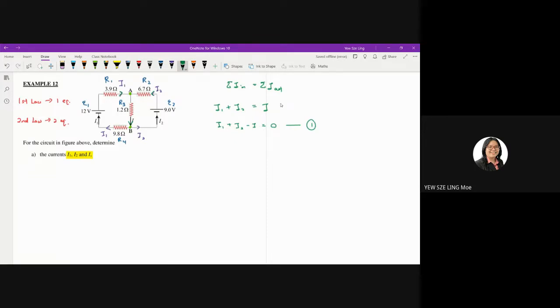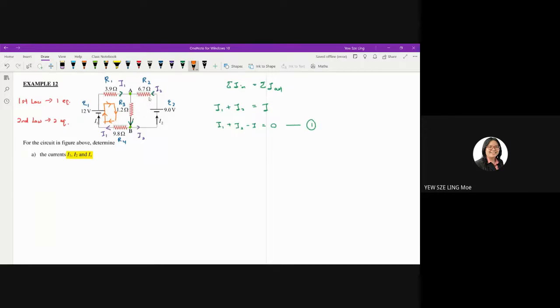So now I'm done with the first law. One equation from the first law. Now I can proceed to the second law. So how am I going to do the second law? I'm going to choose two loops: the left side loop and the right side loop. For the left side, to make it easier, I'm going to make my loop move in the clockwise direction. It will make it easier for me to solve this question.